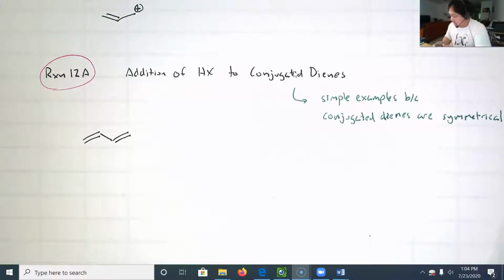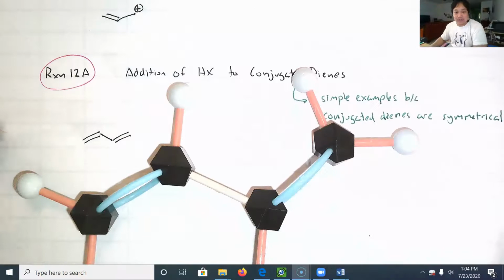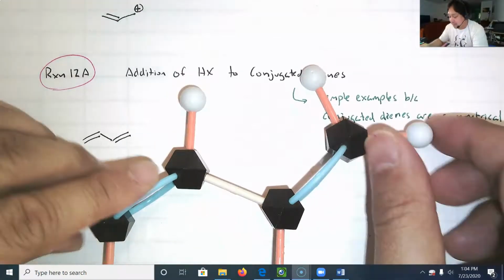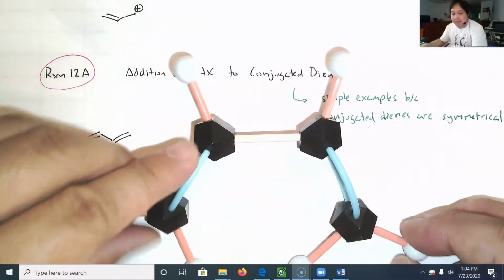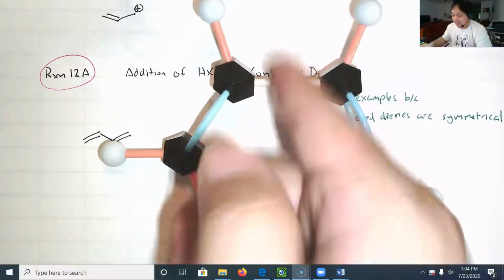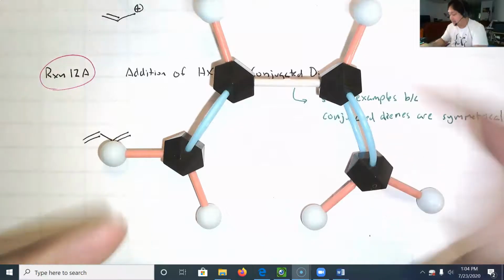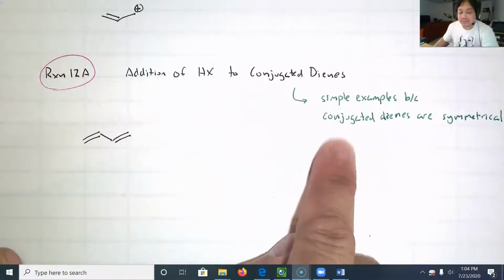I actually have a model of this, I think, I hope. The other way you could think about this being symmetrical is if you have this molecule here and you make the model, you have basically that shape right there. And it's symmetrical because there is a point where you could rotate this and you have a plane of symmetry. So it doesn't matter which double bond you react. That's what I mean by simple examples. Okay?